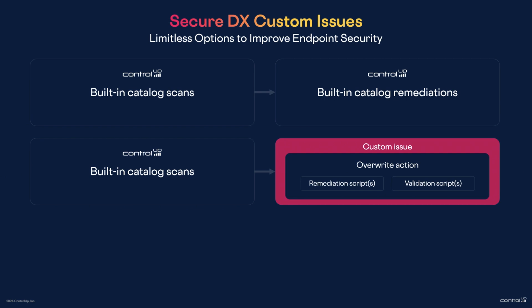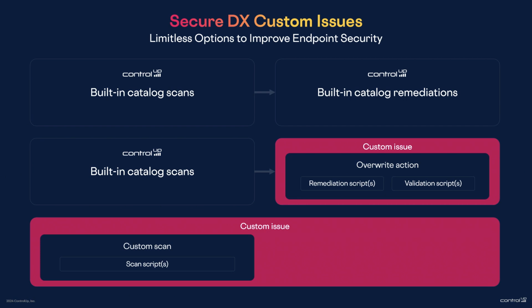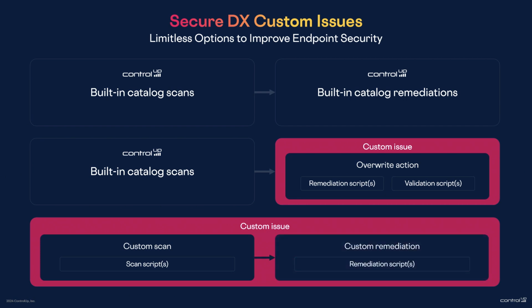The second type of custom issue is if there is no built-in scan at all. Maybe there's a particular security compliance configuration that you want to do in your environment that is very custom to your own organization. Maybe it just hasn't been built yet by ControlUp. In this case, we can also create a custom issue which consists of a scan. This would be the endpoint scan using a scan script. And then, if needed to remediate, a custom remediation, again consisting of a script. So let's have a look at this.